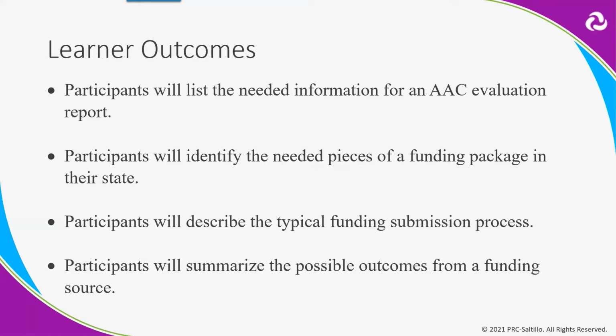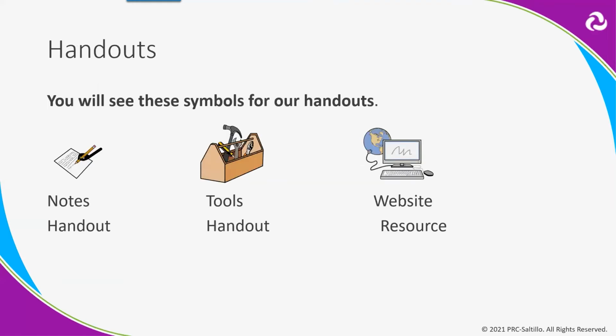Your learner outcomes for this session, as well as a reminder about our icons for our handouts. There are 2 different handouts that were in that AAC Learning Journey repository. The notes handout has the highlights and key points from tonight, as well as spots for you to jot down notes. The tools handout includes forms and documents that we thought might be helpful for you to use later, that you can make copies of and share with others. And the website icon is going to let you know that there's maybe a resource online that we don't have a printed copy of, or there's not a PDF copy, and the link will be provided.